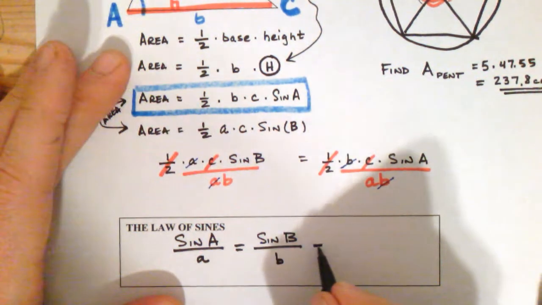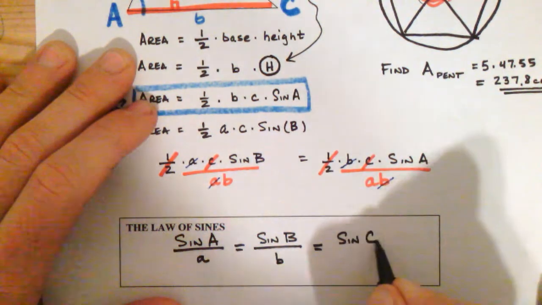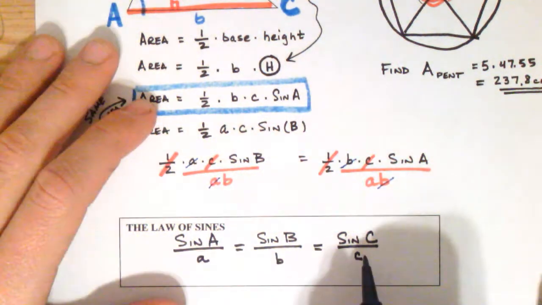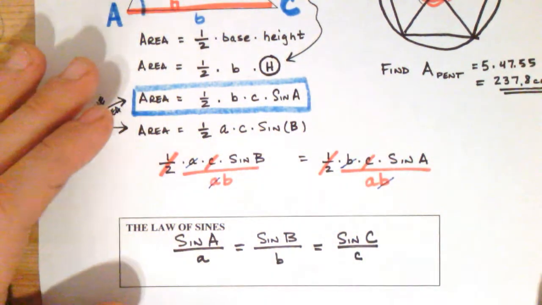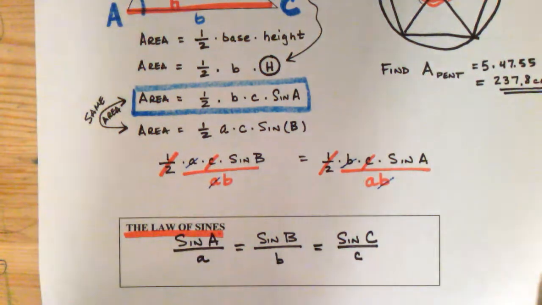Hey, and it shouldn't surprise you too much that we can go one step further and say that if you take the sine of the third angle in the triangle and you divide it by the side opposite it, all three of those are going to be equivalent. And that's what we call the law of sines.